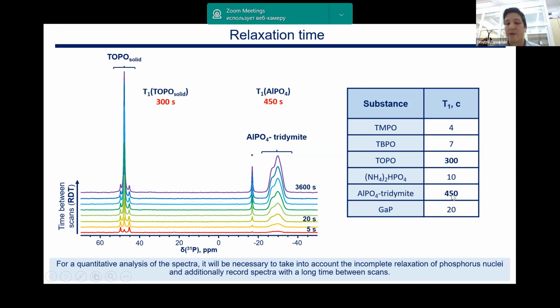it's about 415 seconds. The accurate measurement of spin-lattice relaxation time for all individual and adsorbed probe molecules, as well as for the reference compound, suggests that for quantitative measurements of adsorbed probe molecules, we need to register spectra with a recycle delay time of 40 seconds. But when we use the internal standard AlPO4 tridymite, we need to register spectra with a recycle delay time of more than 2050 seconds.